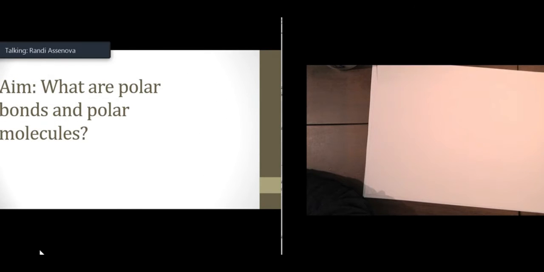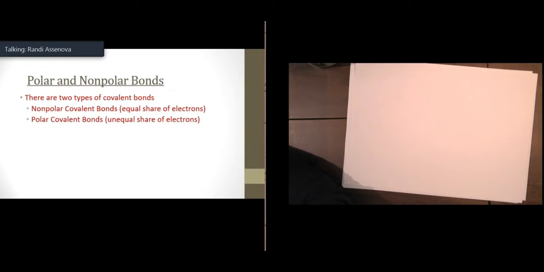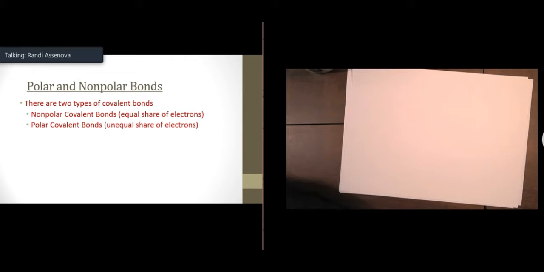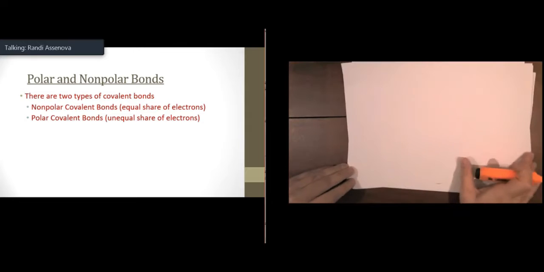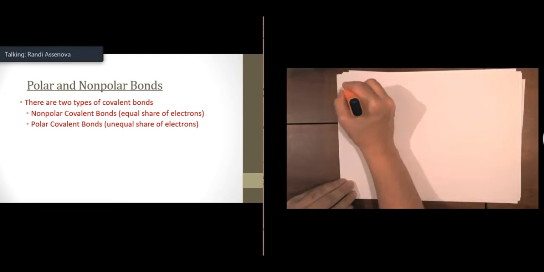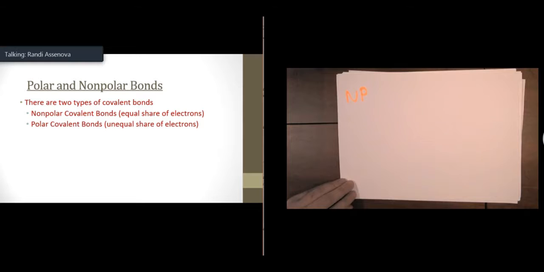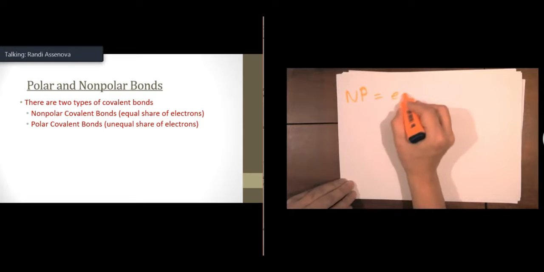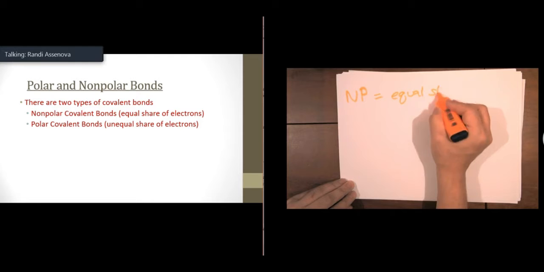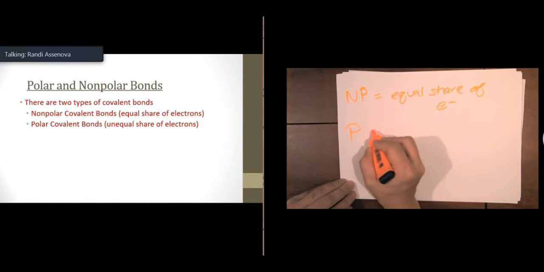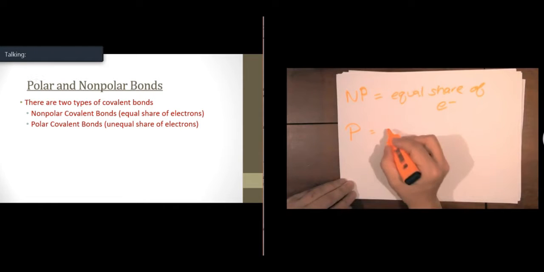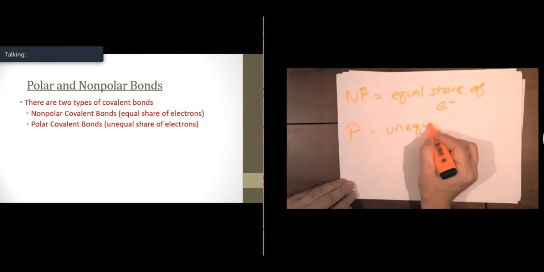All right, so what are polar bonds and what are polar molecules? There are two types of covalent bonds: a covalent nonpolar and a covalent polar bond. And it is pretty simple, as it says over here. Nonpolar, which we're just going to call NP, is an equal share of electrons. And then your polar bonds, which we'll just call P, is an unequal share. As simple as that.